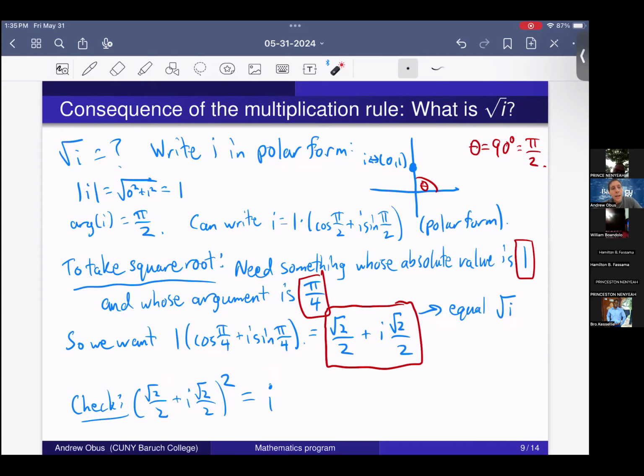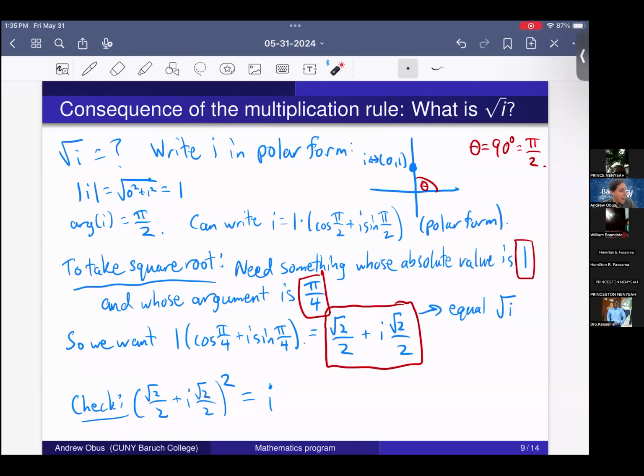Okay? And so what this shows us, remember I mentioned this fundamental theorem of algebra last time, is that we don't need to invent new numbers to do things like taking the square root of i. Remember, i was this new number that we had to invent in order to take the square root of -1. But in order to take the square root of i, we don't need anything new. We just have another complex number. This is still a complex number. It's not a new kind of number.